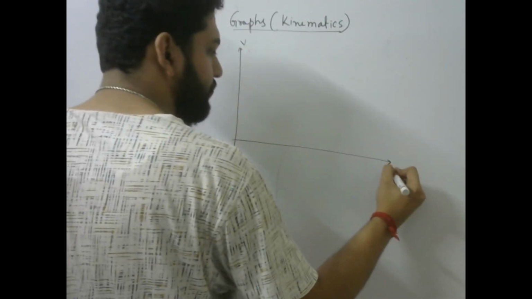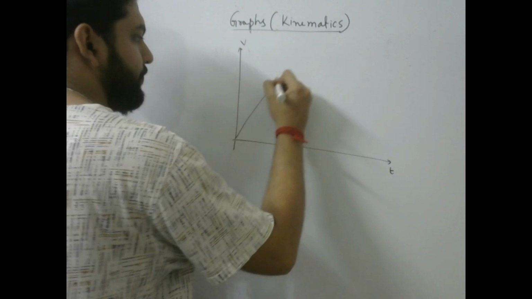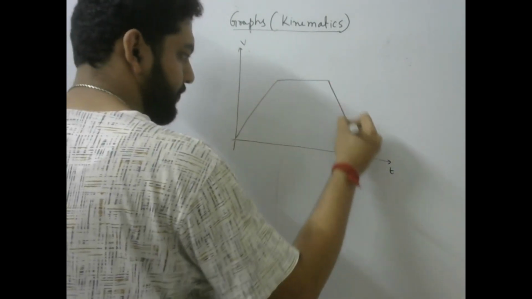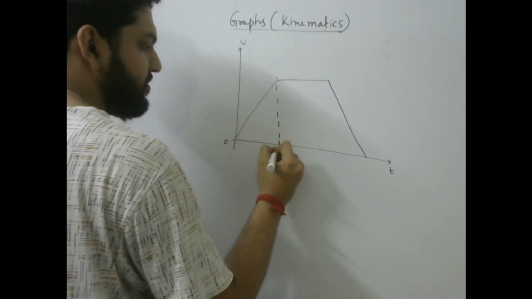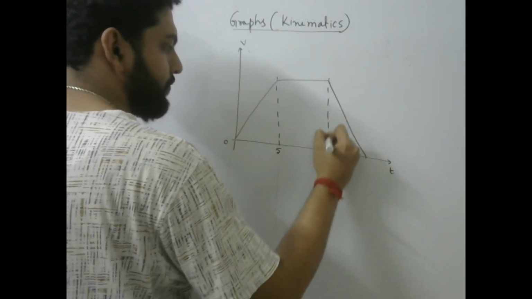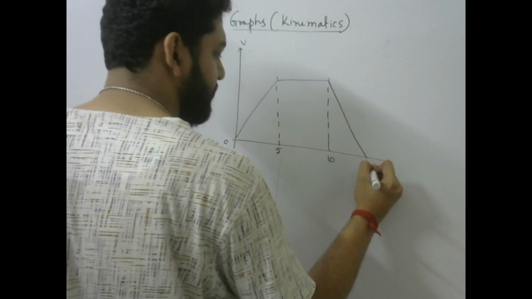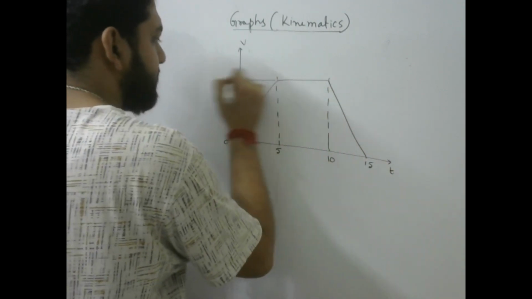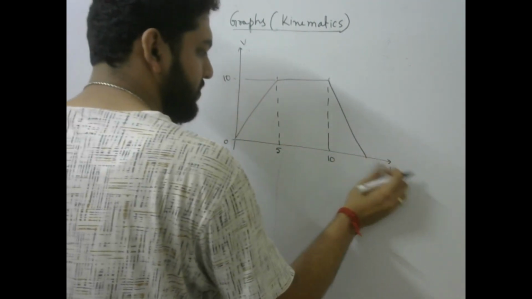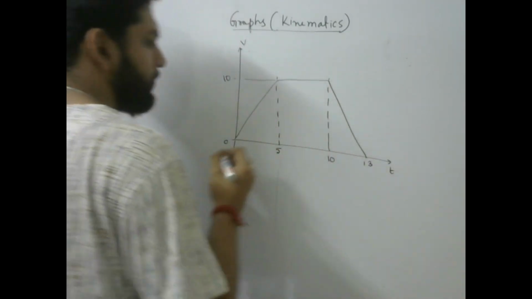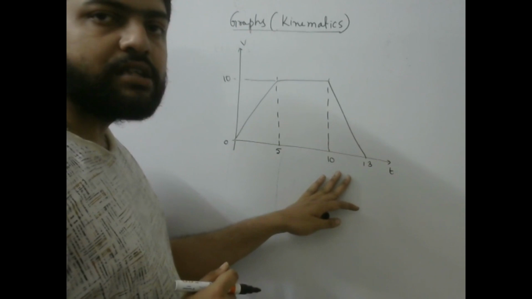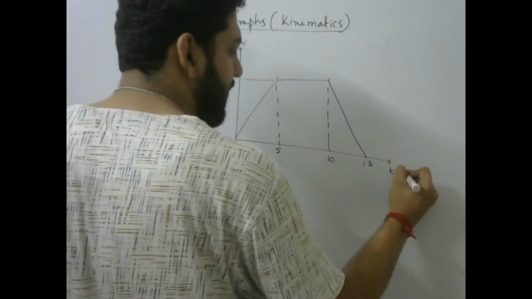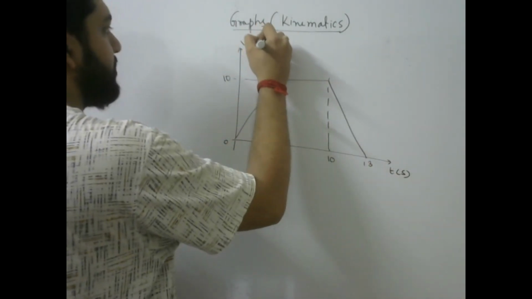A VT graph for a particle is given. This is 0, this is 5, this is 10, this is 15, and this is 30. Okay, so the times are given. Time is given in seconds, and the velocity is given in meters per second.